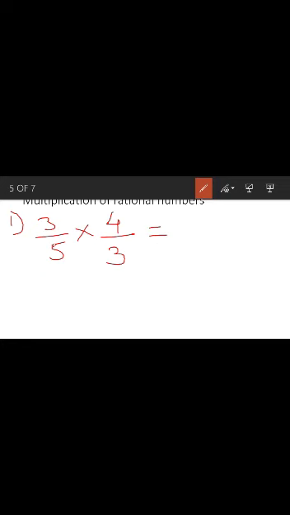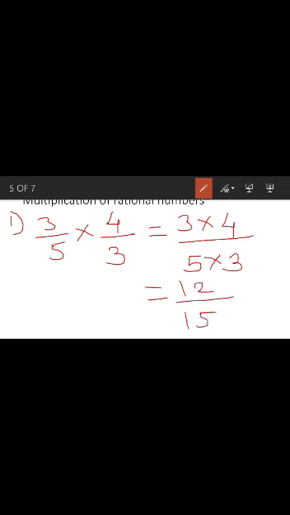It is a very simple one. Numerators will multiply with the numerators. Denominators will multiply with the denominators. No need of cross multiplication or anything. 4 3s are 12 and 5 3s are 15. This is your answer. Understood? No need of cross multiplication. Directly multiply the numerators by numerators, denominators by denominators.